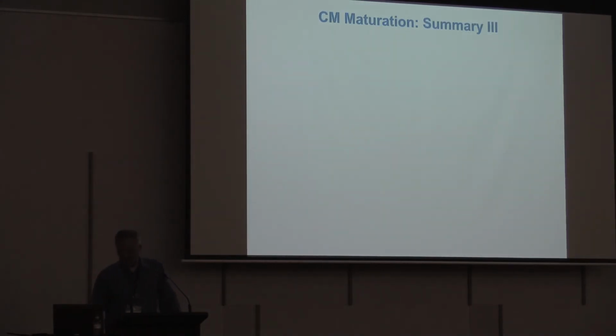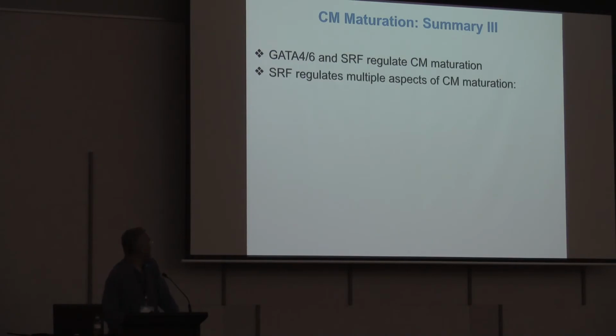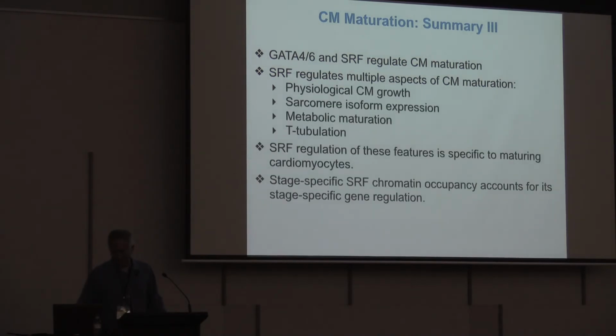So just to summarize this part of the talk, I didn't show you the GATA part, but we showed that SRF regulates cardiomyocyte maturation. This is in multiple aspects of maturation, including the size of myocytes, sarcomere isoform expression, metabolism, and T-tubulation. SRF regulation of these features is specific to maturing cardiomyocytes, and the stage-specific SRF chromatin occupancy accounts for this stage-specific regulation.